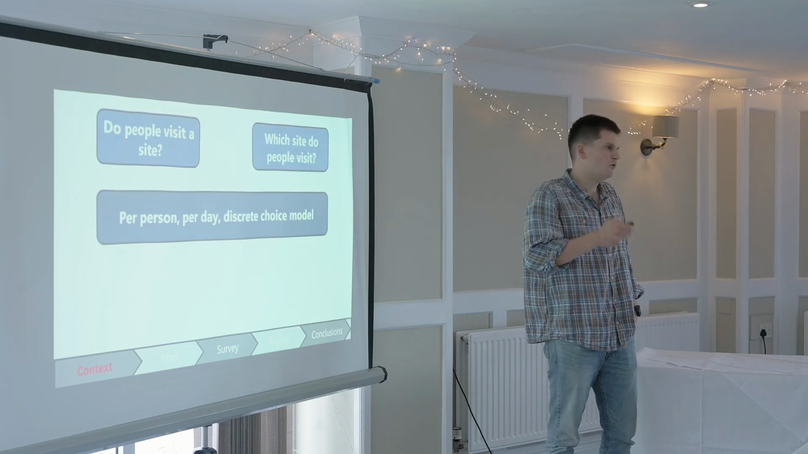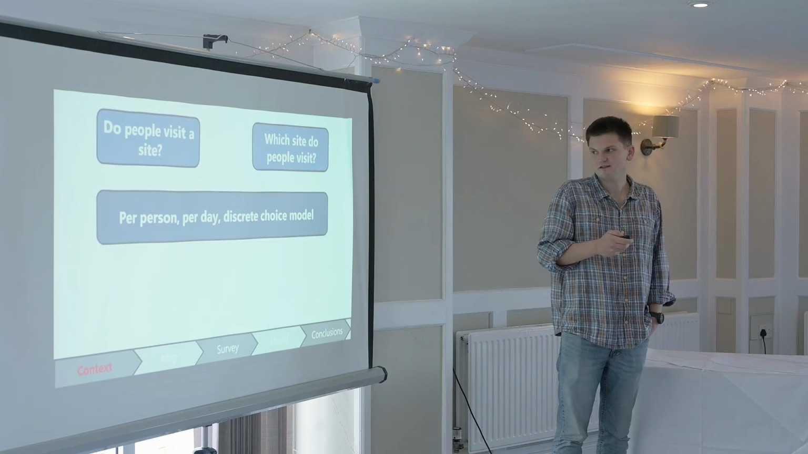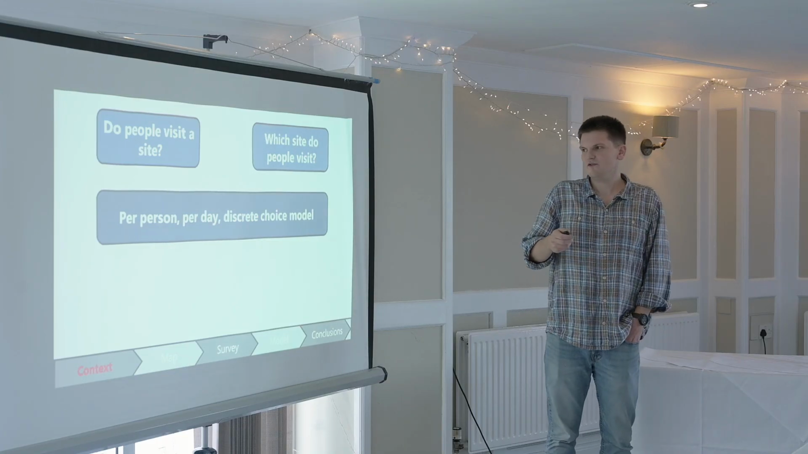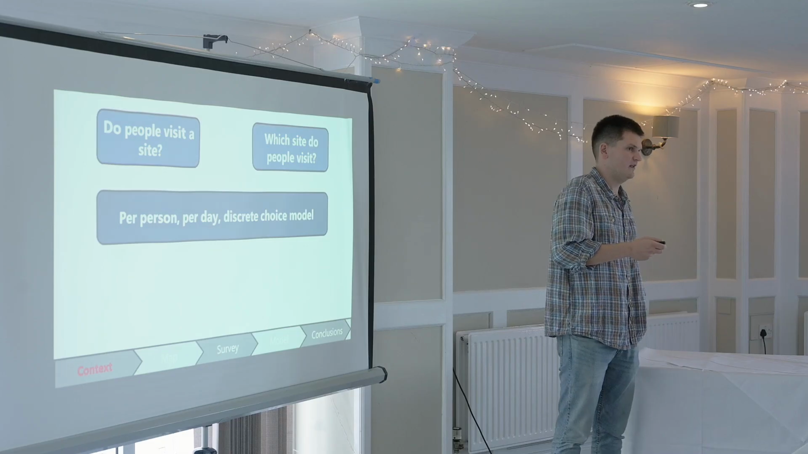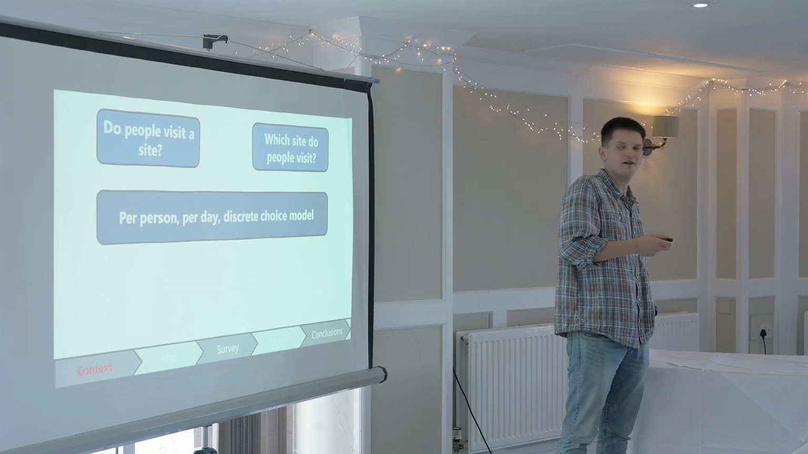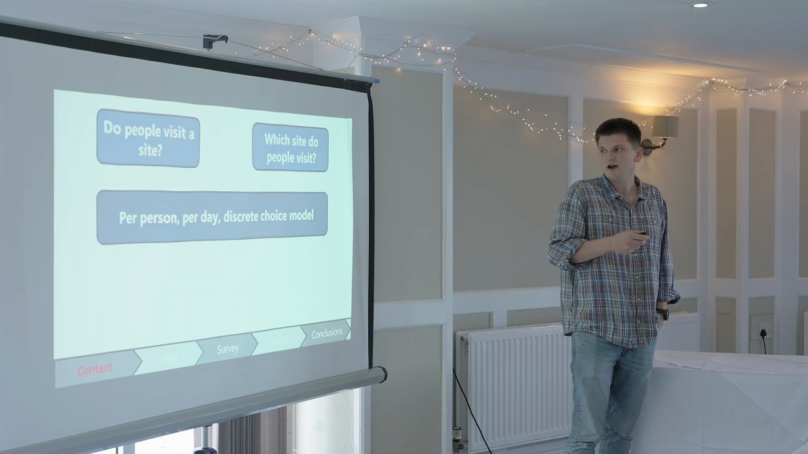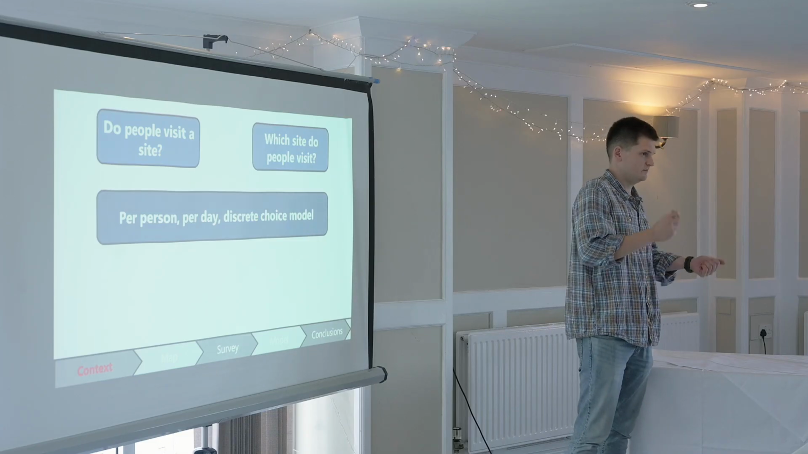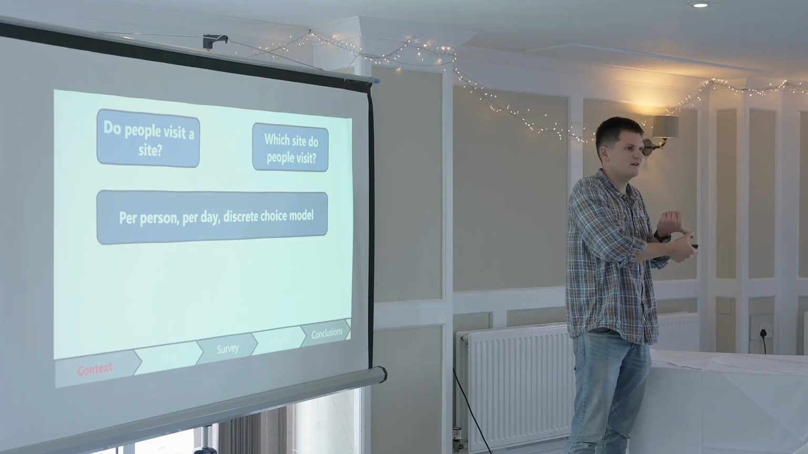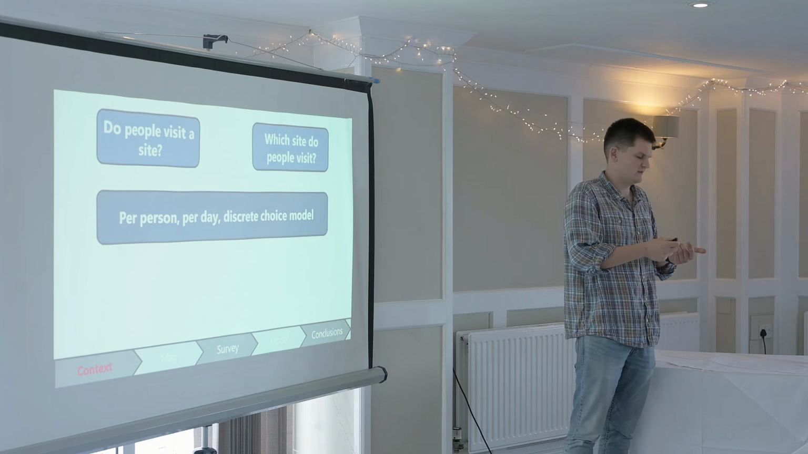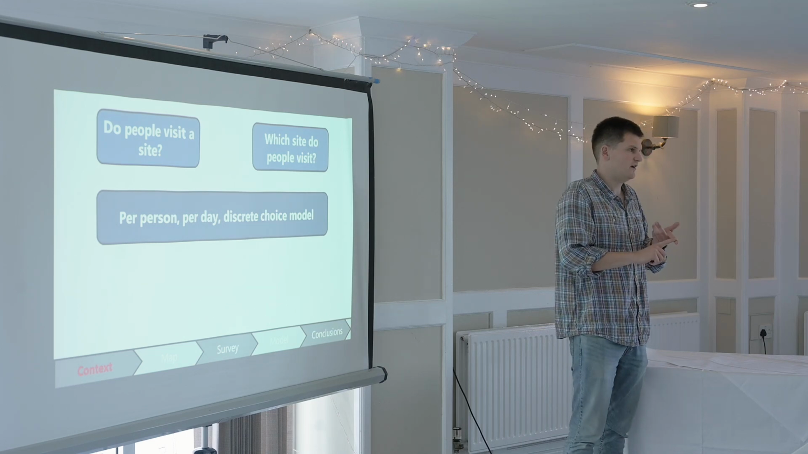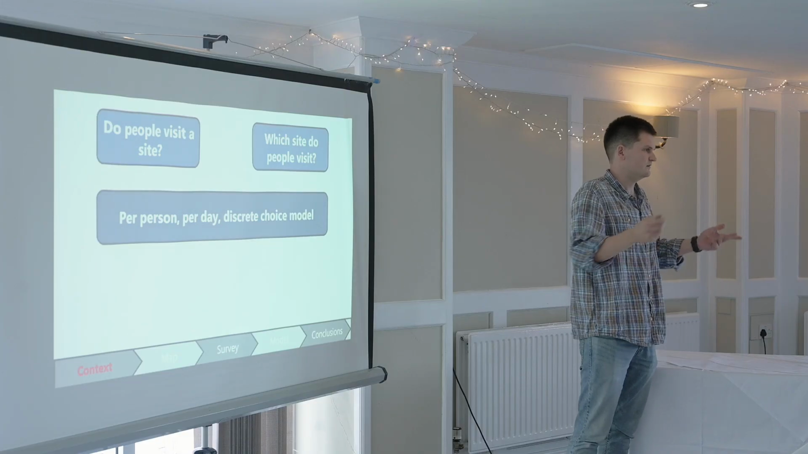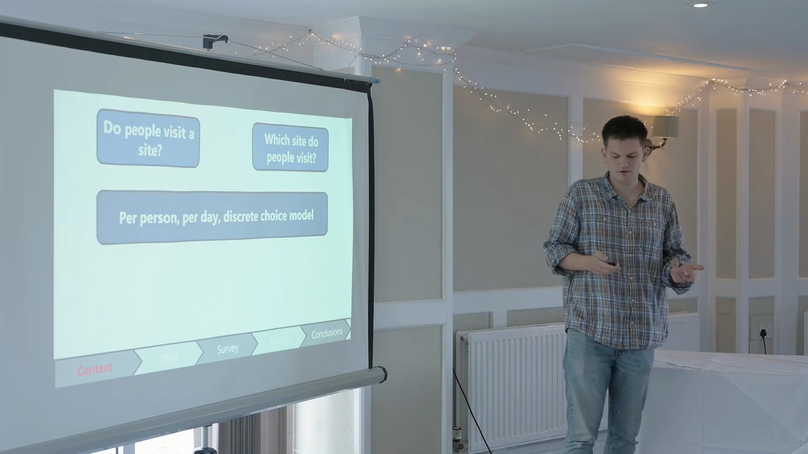So the core of ORVal really is this per person per day discrete choice model. For every person in England and Wales, and maybe in GB as we go, for every day of the year, we're predicting how they're going to make two choices. The first is, are they going to go out, leave the house, and go to a green space site? And the second is, if they decide to go out, which site are they going to choose? They've got all of the ones in England and Wales to choose from, so which one are they going to go for?